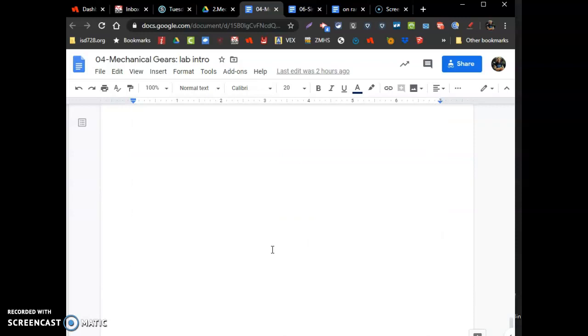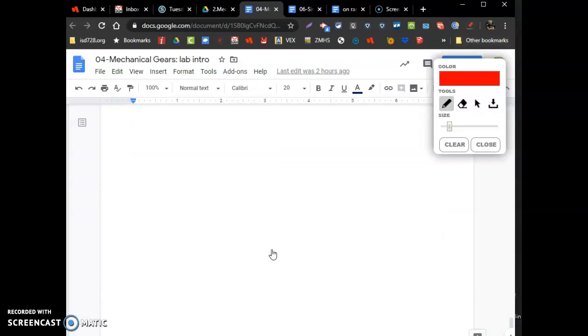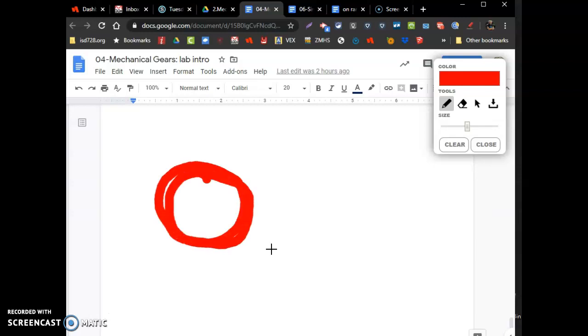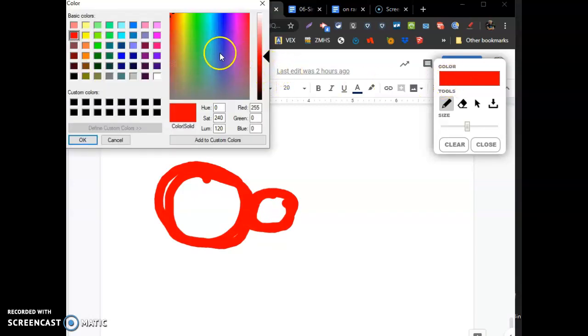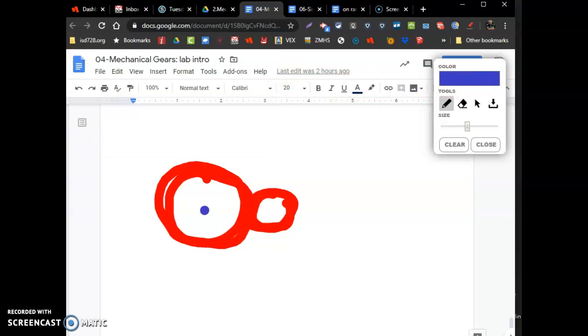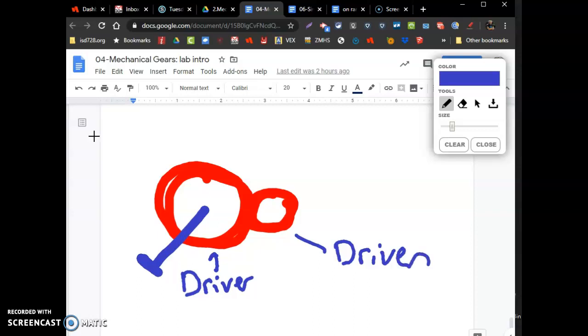Let's try one. Let's say we had two gears, a gear and a gear. We'll put a handle on this gear. This is my driver gear. This one's along for the ride. This one's going to be the driven. So driver, driven.